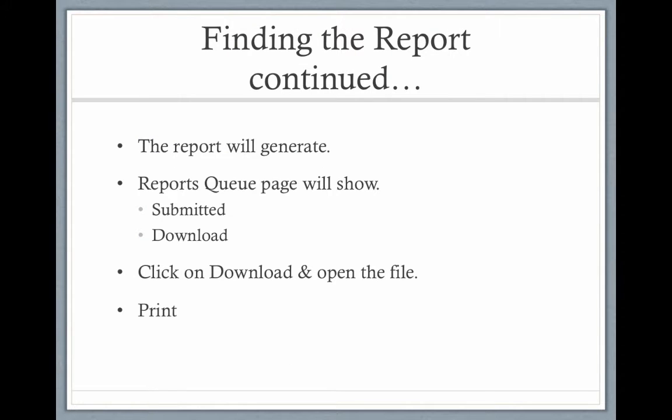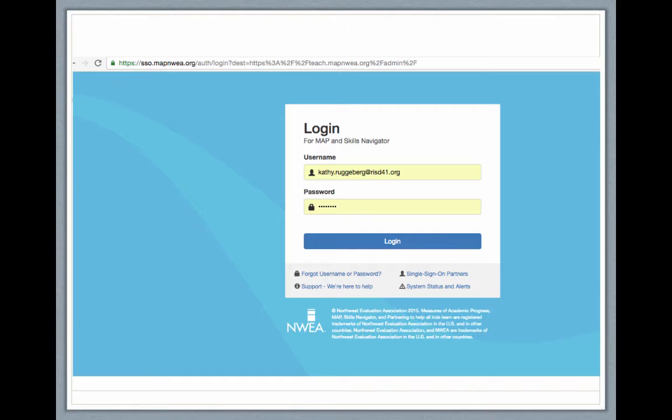The report will generate. In the report's queue page, it will show that it has been submitted, and then when it's ready, it will pop up as downloaded. You'll click on Download, open the file, and print each individual student progress report. So now that I've given you overall directions, let's walk through this.